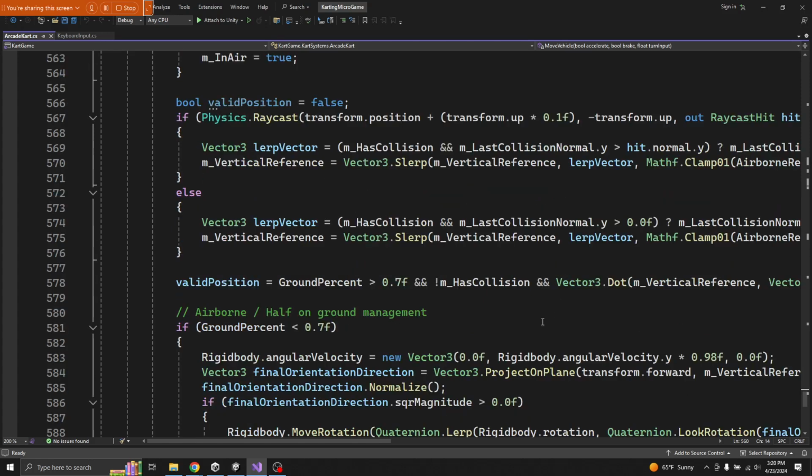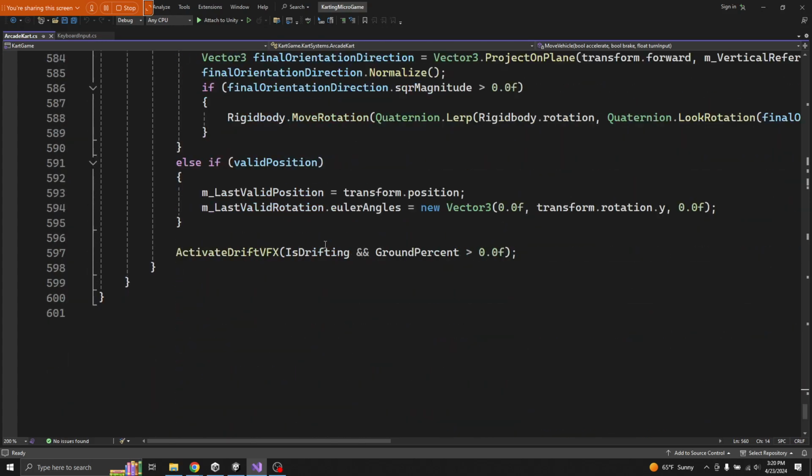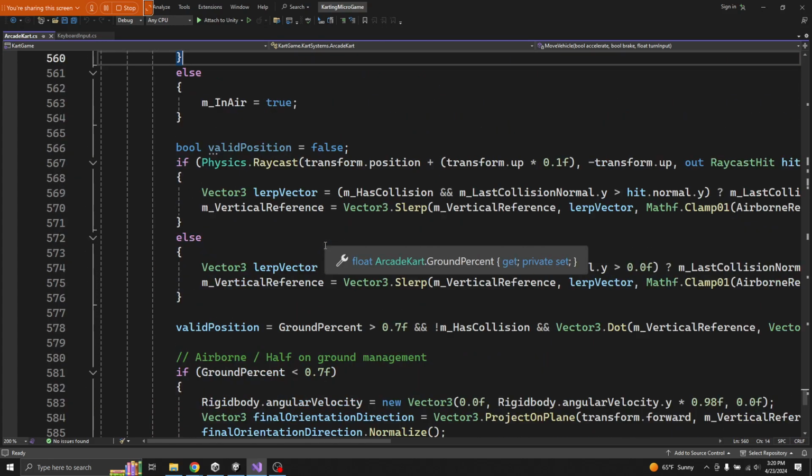And let's see how much more. Okay, we're in a good state here. So, bool valid position equals false. All right, if they're setting it to false, then they must be trying to figure out if they want to set it to true later on.